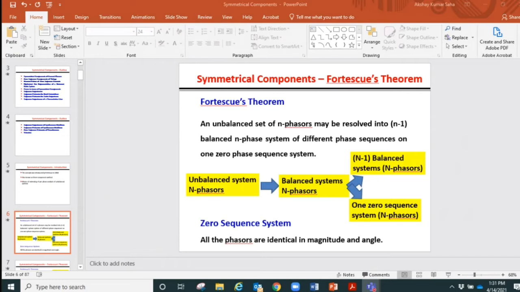Apart from these two, ABC and ACB, is there any possibility of any other phase sequence, if I can say that? Can we get any other phase sequence than these two? Is it possible to get another phase sequence?